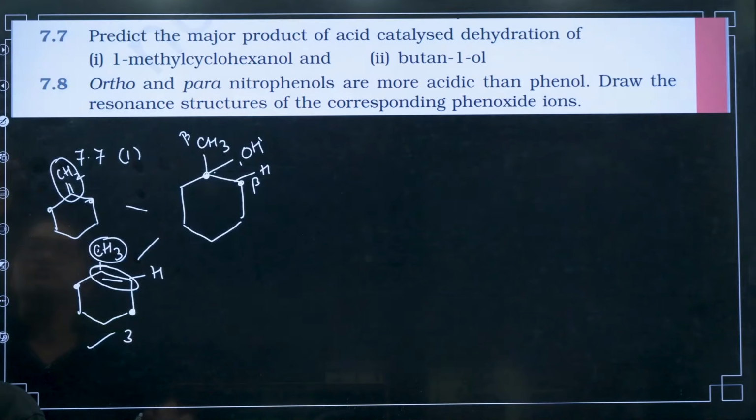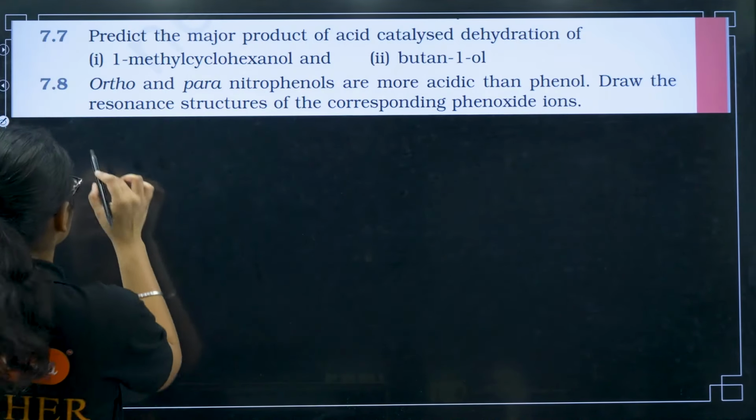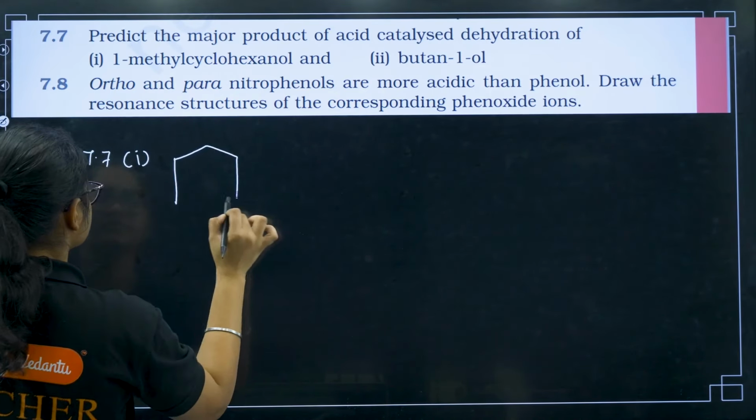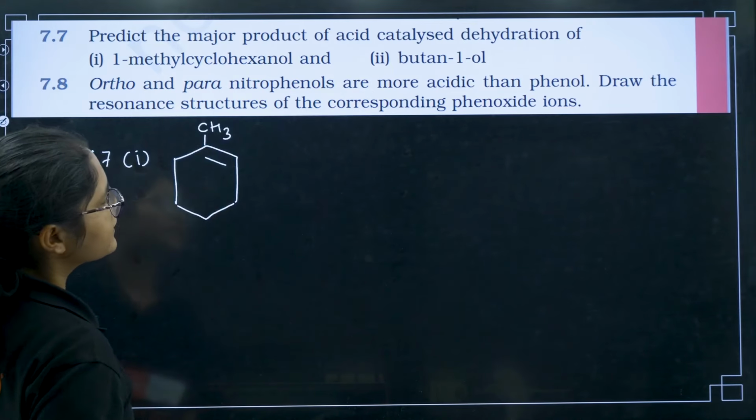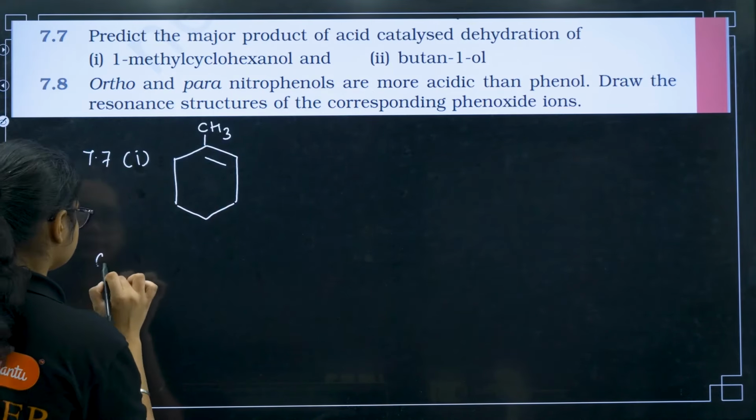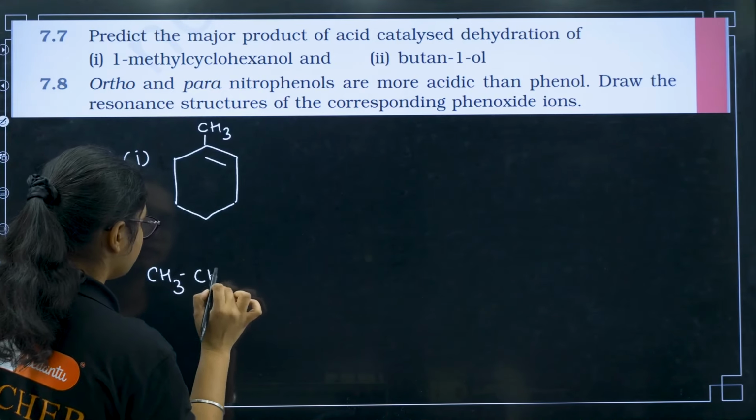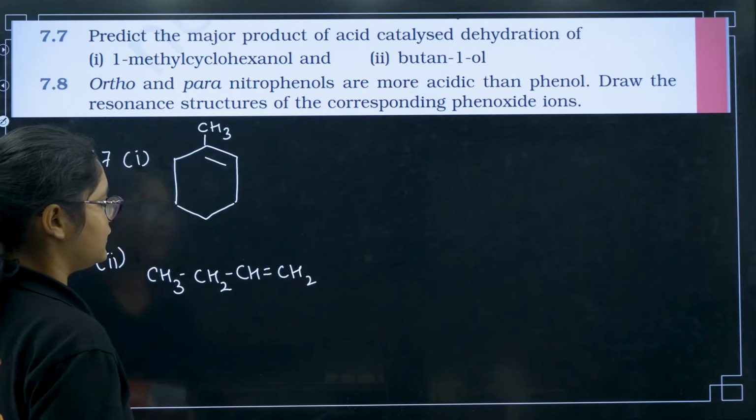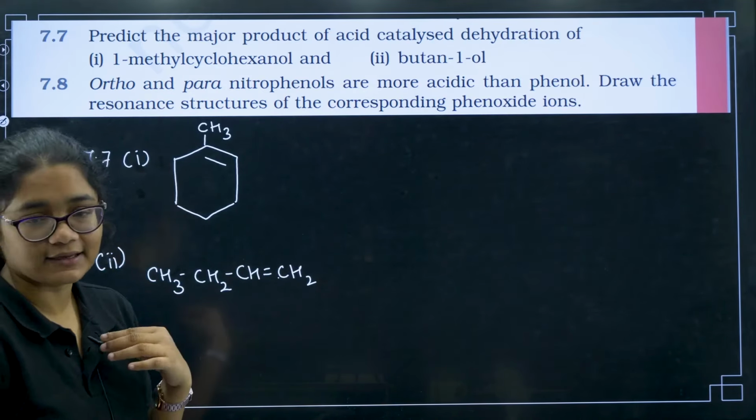So what will be my product here? The product for 7.7.1 will be the more substituted alkene, and that is this one. Okay, next, butan-1-ol. If you have butan-1-ol, so definitely you will get but-1-ene. Here the 1-ol is there, H and OH will be removed, you will get an alkene here.